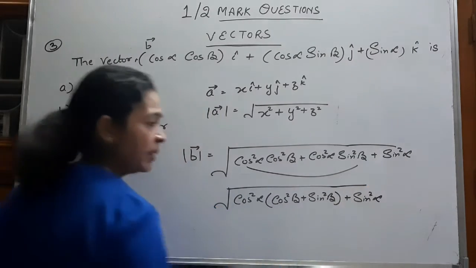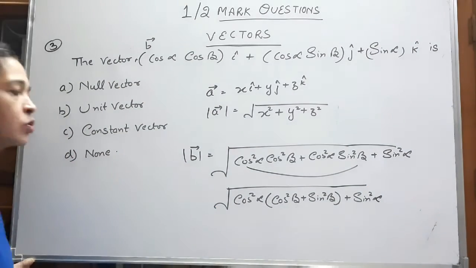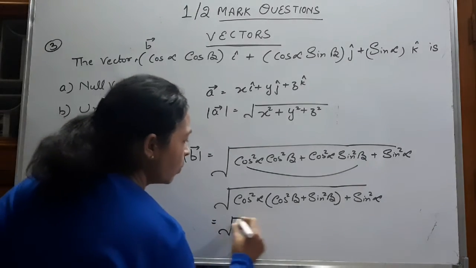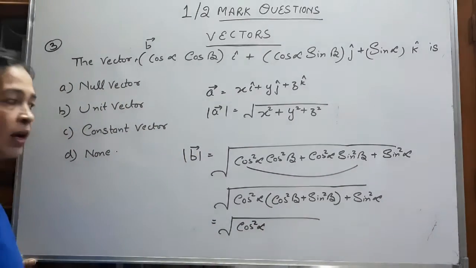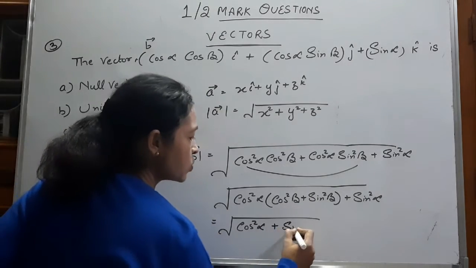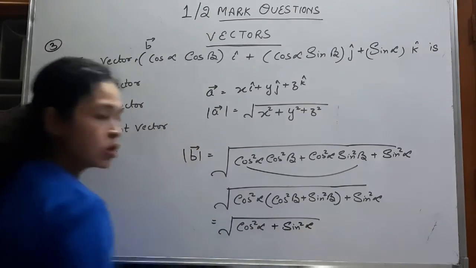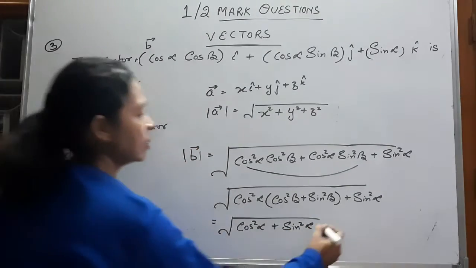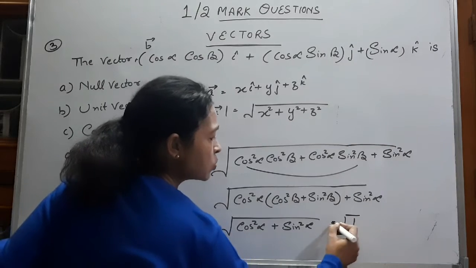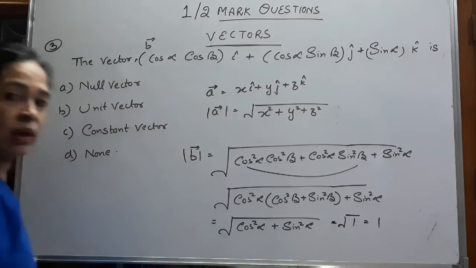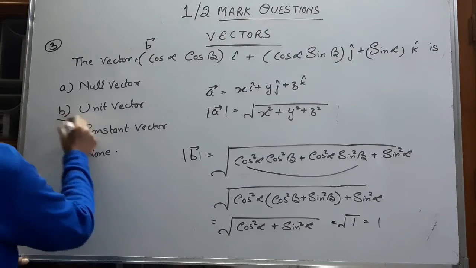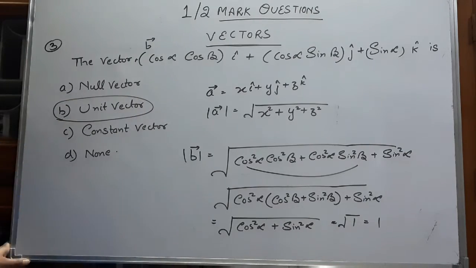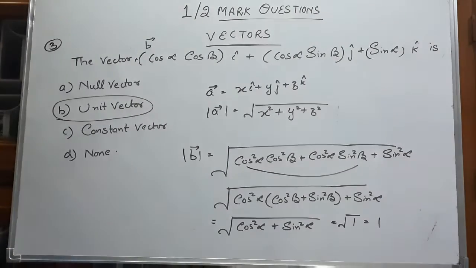And what is cos square beta plus sin square beta? Equals 1. Now we have cos square alpha into 1 is cos square alpha plus sin square alpha. And what is cos square alpha plus sin square alpha? Equals 1. And what is root 1? 1. So the magnitude of our vector is 1. Therefore, it is a unit vector. A vector with magnitude 1 is a unit vector.